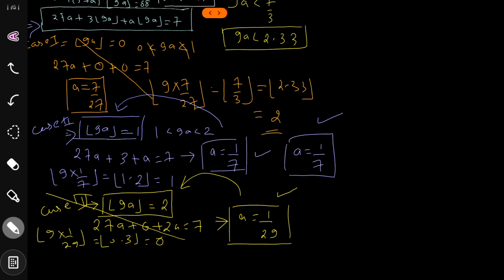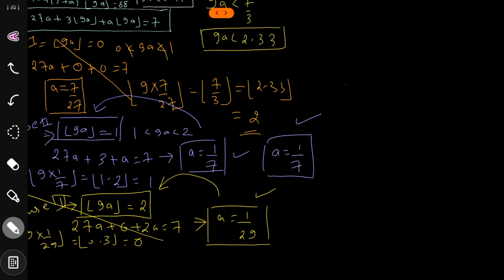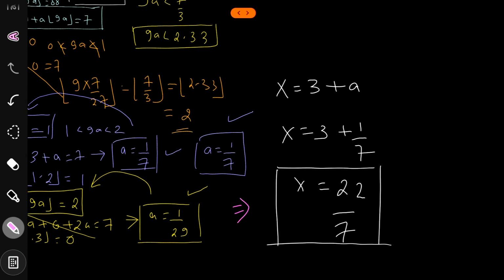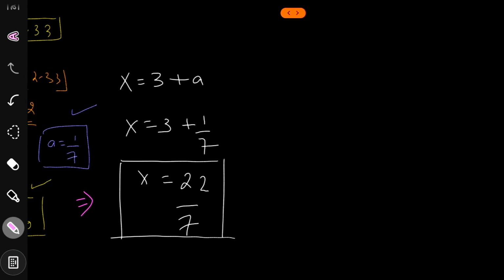So in the second case, we have got the value of a, that is 1 upon 7. Now recall the substitution, that is x was equals to 3 plus a. Now in order to get the value of x, I will replace a equals to 1 upon 7. So x would be equals to 3 plus 1 upon 7, and this thing is equals to 22 upon 7. And that's the answer that we were looking for. So here we have got the value of x, that is 22 upon 7, and that is ultimately the approximate form of pi.